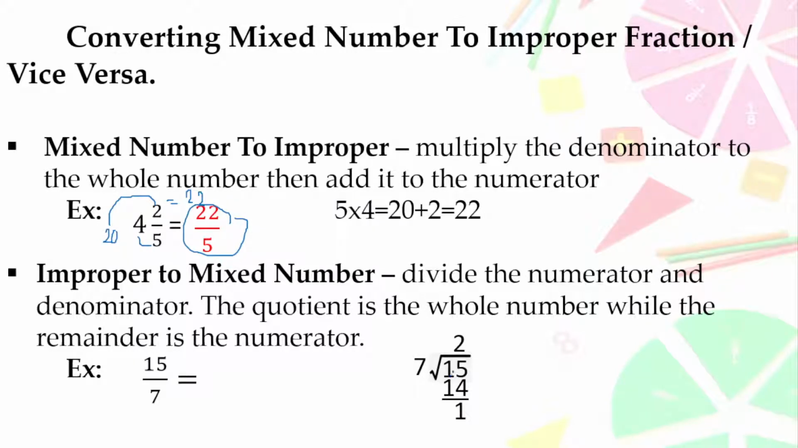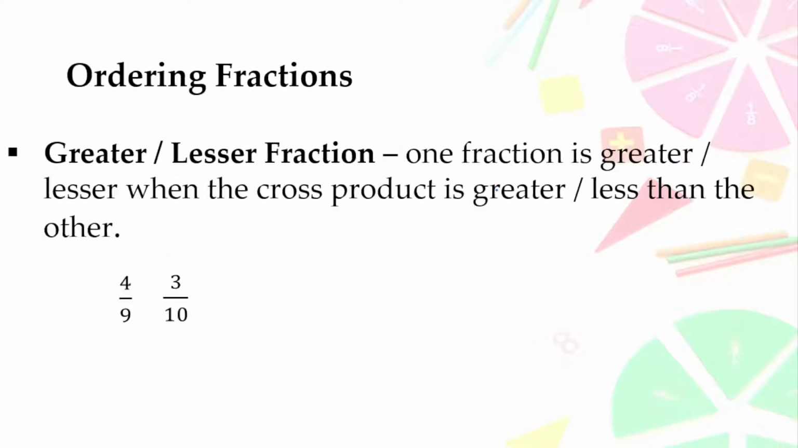So, we will simply divide 15 divided by 7 and you will get 2. 2 times 7, you will get 14, and then subtract 15 minus 14, you will get 1. So, our whole number here is 2, our numerator is 1, and our denominator is 7. So, you will write it as 2 and 1/7. So, yun po yung mixed number ng 15 over 7. Okay? So, let's move on.